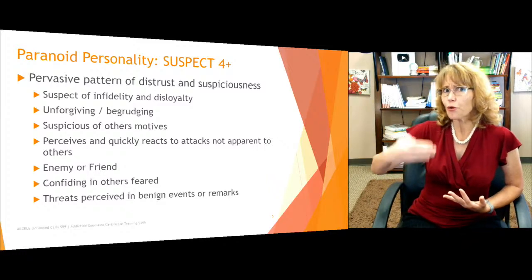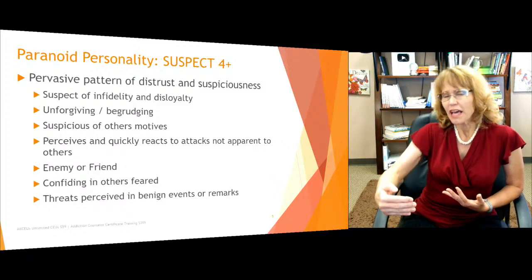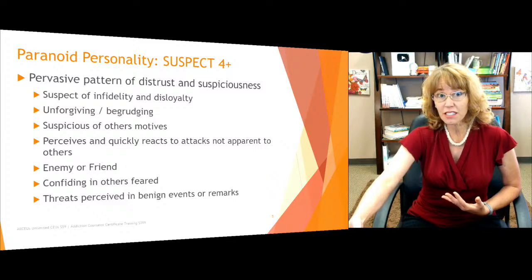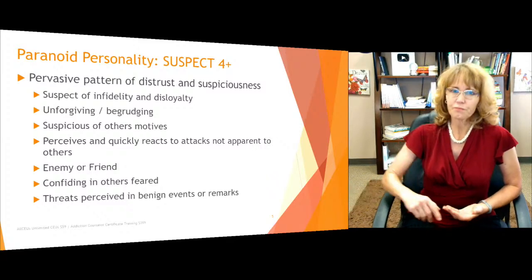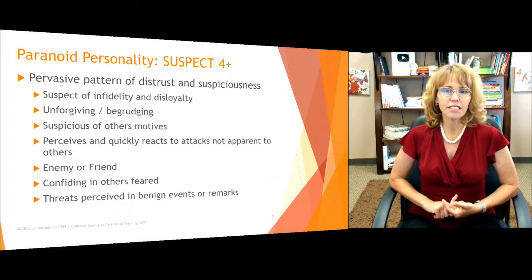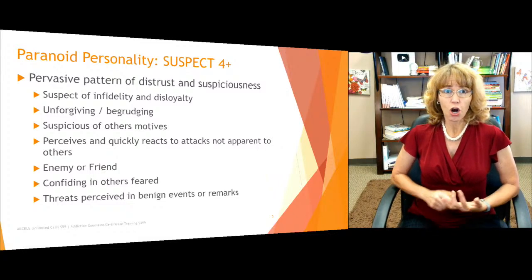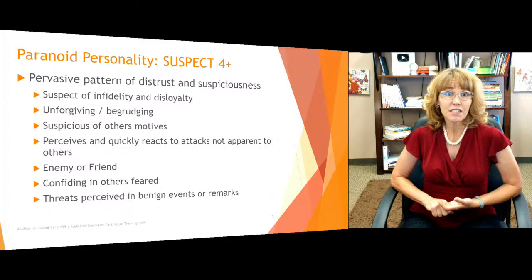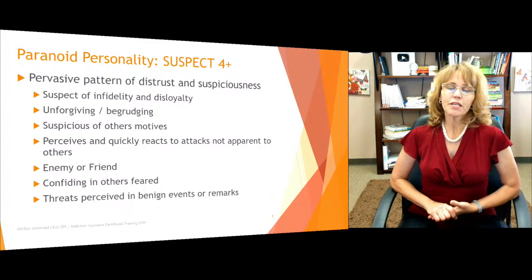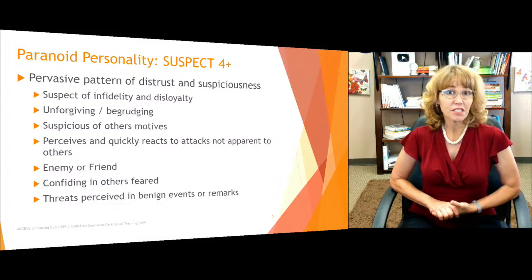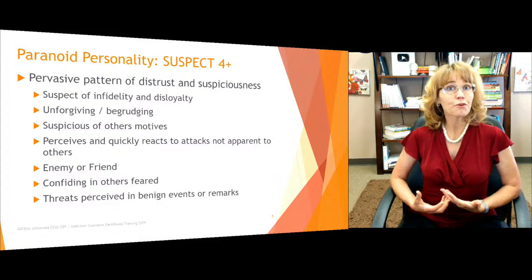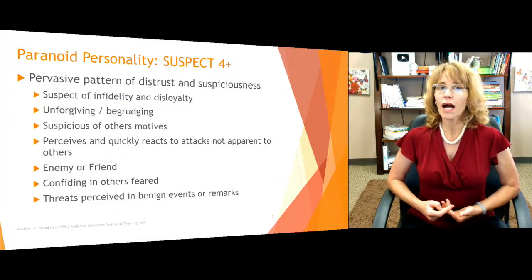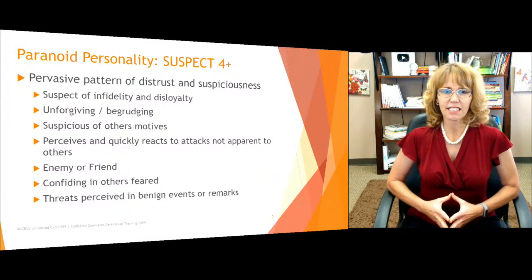Now I want you to think, as I go through these, how might this develop in response to chronic trauma, adverse childhood experiences, or intergenerational trauma? So suspect of infidelity or disloyalty, unforgiving and begrudging. It's hard to let go of that anger. They don't know how, they don't feel safe. Suspicious of others' motives, perceives and quickly reacts to attacks that may not be apparent to others. So they may be more hypervigilant to nonverbals. They may be more hypervigilant to perceived attacks.